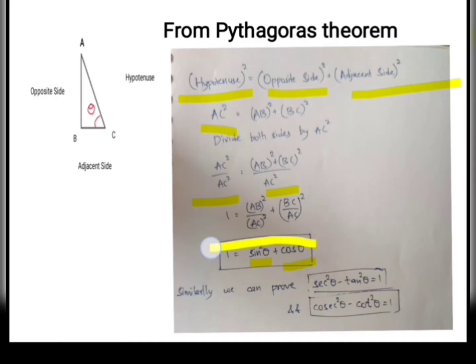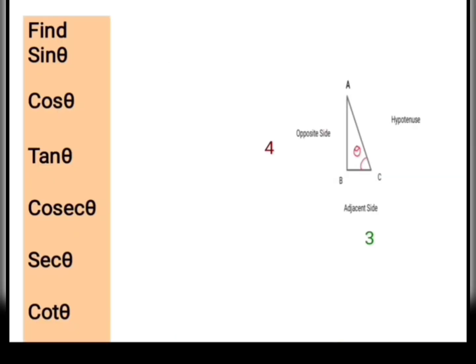Similarly, as we have found this formula, secant square theta minus tan square theta is 1. Cosecant square theta minus cot square theta is 1. Let's solve a few examples to check our understanding.